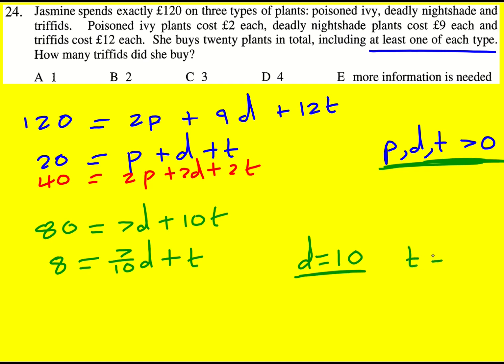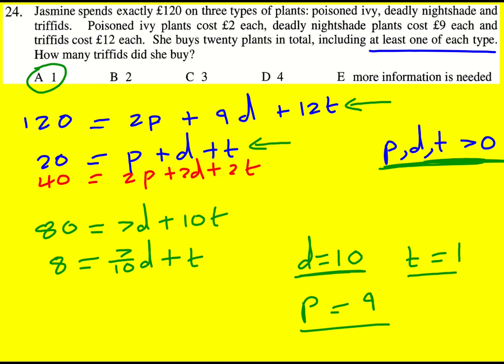And from that, we can see that 8 is 7 plus T. She must have bought just one triffid. And if you want to work out the rest, it'll just be P, the number of poisoned ivy plants. Just put it back into this equation here. 10 plus 1 is 11. She must have bought 9 poisoned ivies. And if you put all that back in, you would indeed get 120.